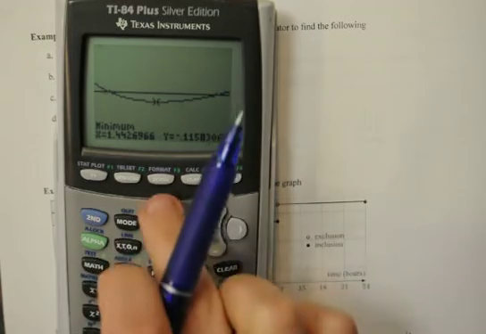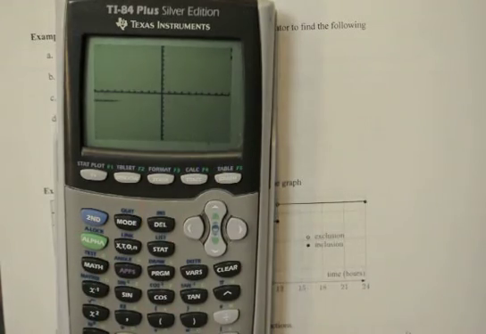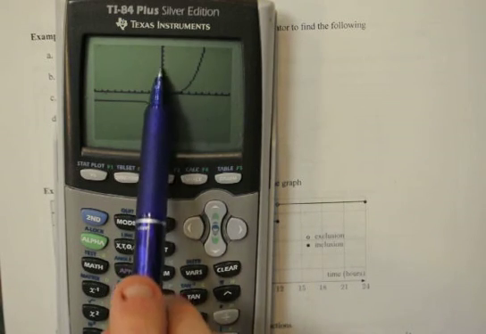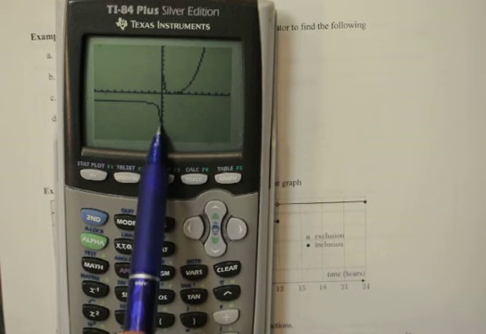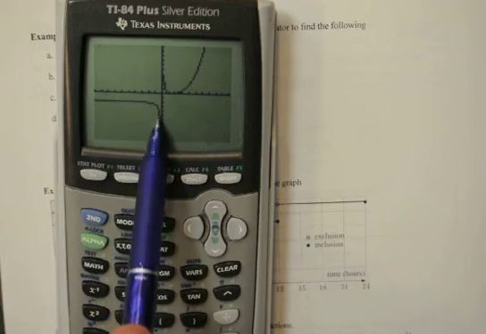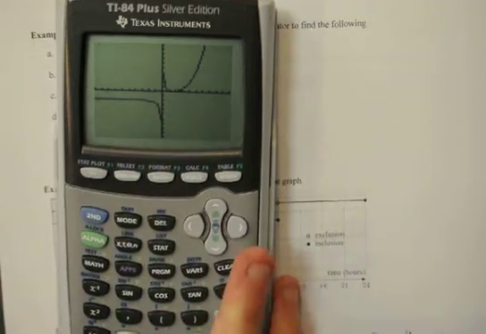Let's zoom back out. So zoom 6. That'll get me back to the standard window. I think this was the only turning point. It's where we went from decreasing to increasing. This is always increasing here. Sorry, it's decreasing. We're going down and down and down. So that's the only turning point of that graph.